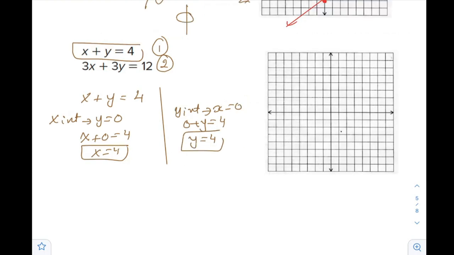Simply go to the graph paper. x is 4 on the x-axis. y is 4 on the y-axis. And here we go. This is our line.